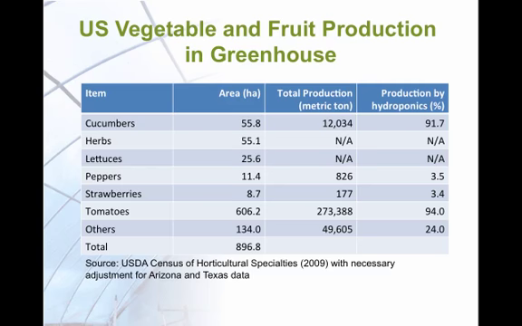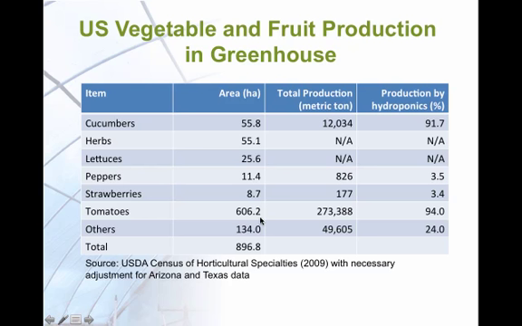Tomato is the major crop, accounting for 68% of the total production area, followed by cucumber, which is 56 hectares out of 900. So this is already less than 10%. So the majority of greenhouse production is toward tomatoes.